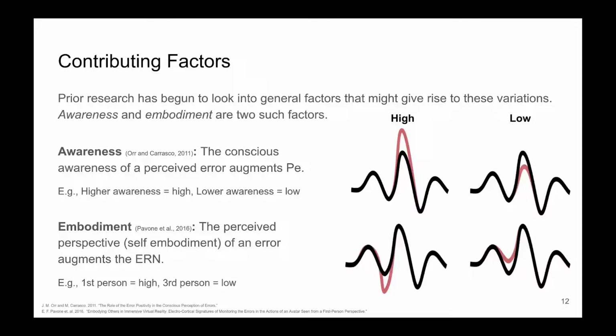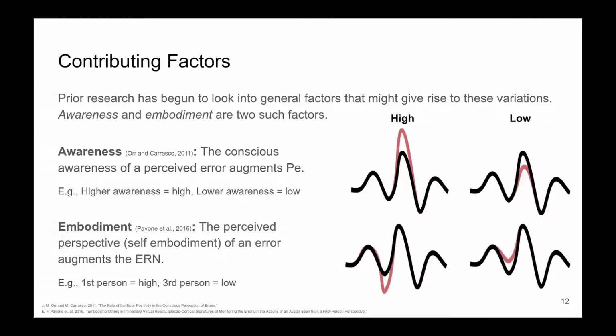Additionally, we can look at another factor of embodiment, and this revolves around the perceived perspective of an error. You can think about this as the self-embodiment of error. How much does that person embody the error that they're observing or committing? This self-embodiment of the error tends to augment the ERN peak, this negative peak here, where you can roughly think of first person as high embodiment, so it'll create a larger ERN peak or trough here. And we can see that third person tends to not augment the ERN, or makes it smaller, essentially.